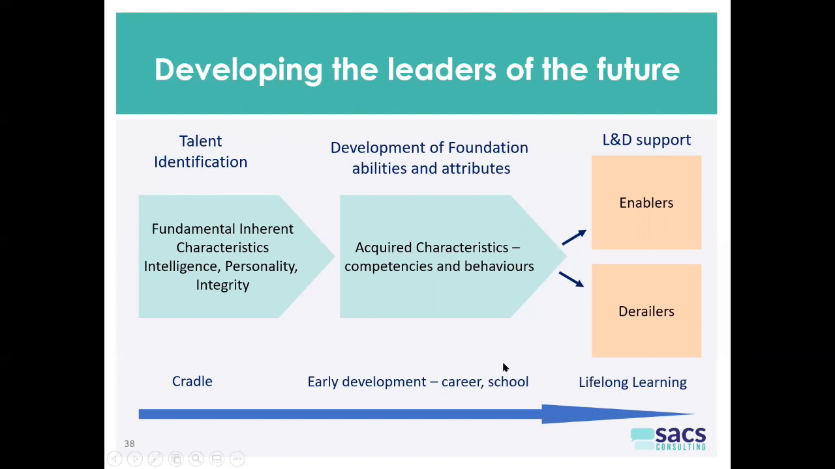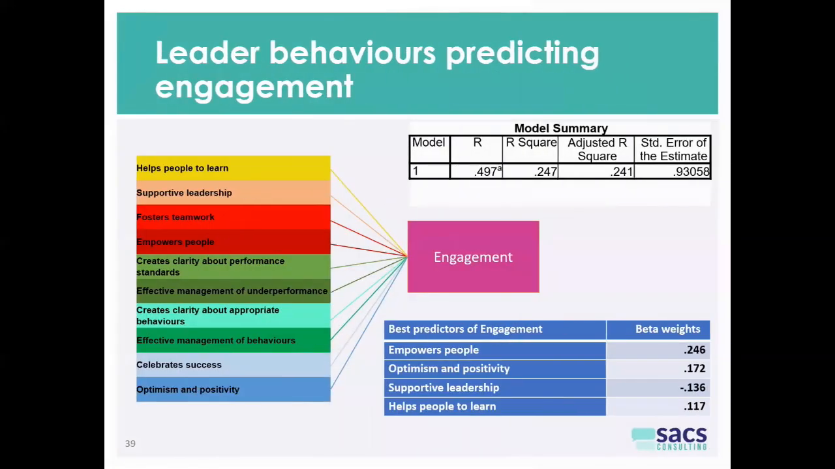Then as people start to develop in terms of career and school and those kinds of things, they develop foundation abilities and attributes. And so those are competencies that are necessary to be a leader and the behaviours that work as a leader. And then L&D support in an organisation and partially the experiences that they have growing up contribute to enablers, which cause them to be better leaders, and derailers, which cause them to be less effective leaders. And this is in the category of lifelong learning. So this is a development model for leaders of the future.